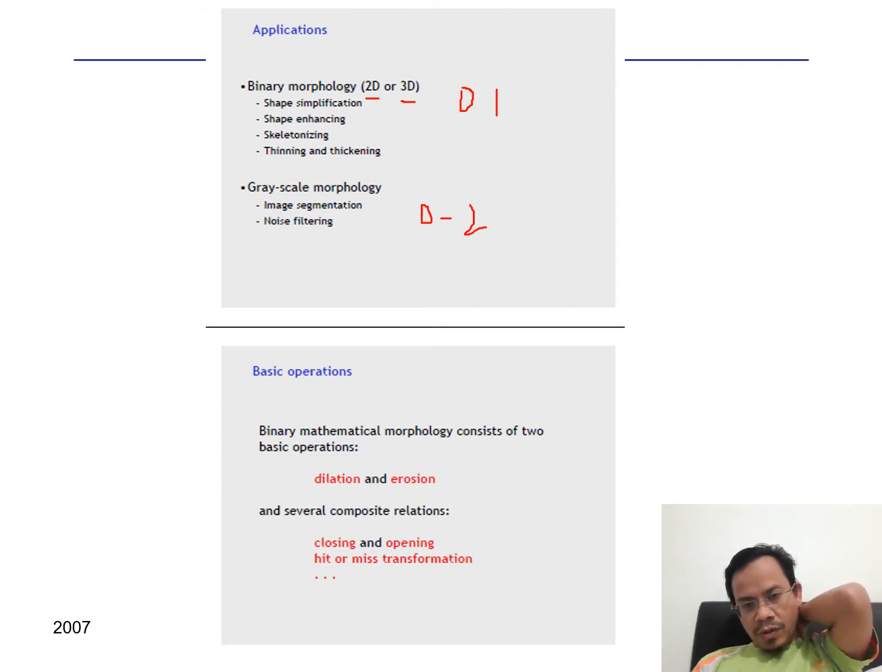There are a few operations of morphology, but for this class we just go for dilation, erosion, closing and opening. So only these four. The rest you can get other morphological operations by yourself. But for this class we only cover dilation, erosion, closing and opening.